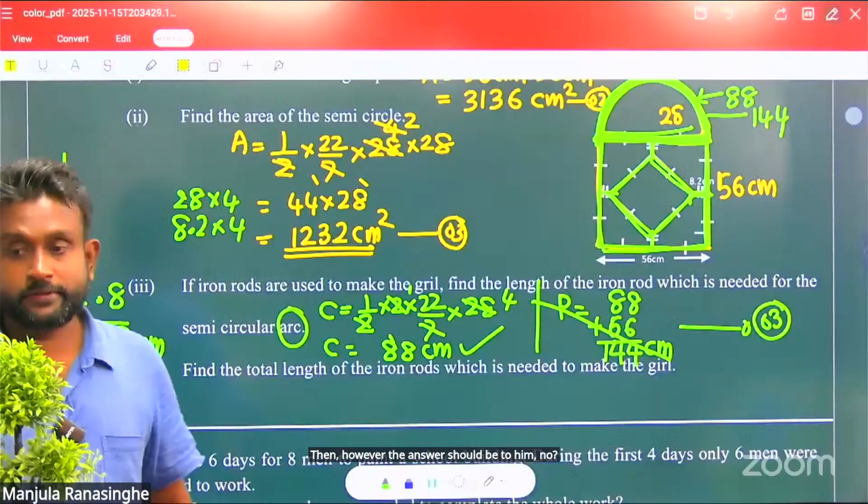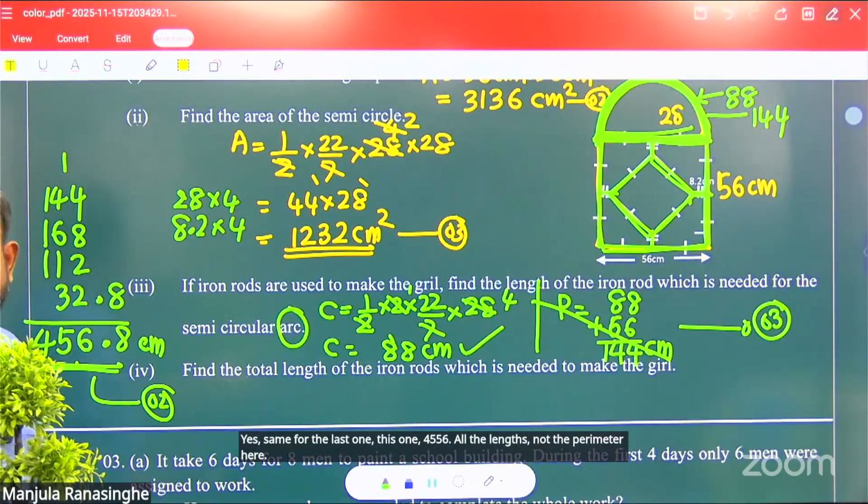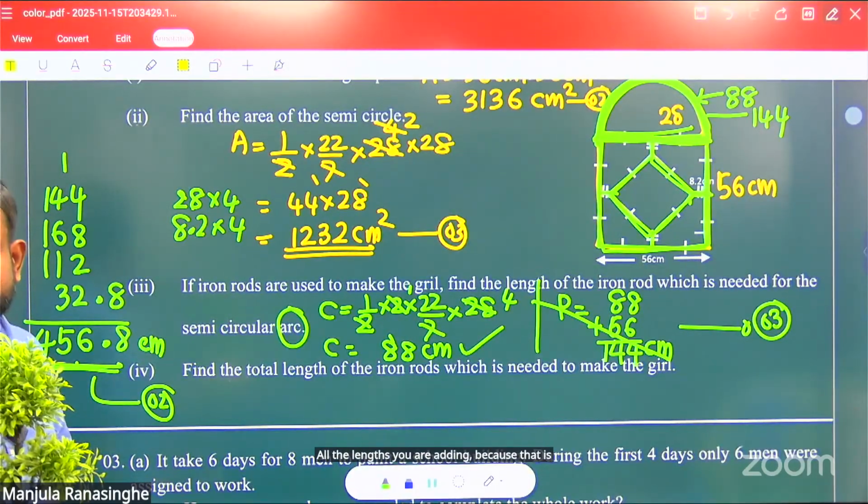However, the answer should be same, no? Yes. Same for the last one. This one, 4, 5, 6. All the lengths, not the perimeter here. All the lengths you are adding because that is a frame.